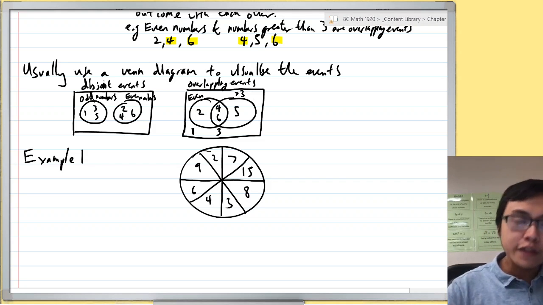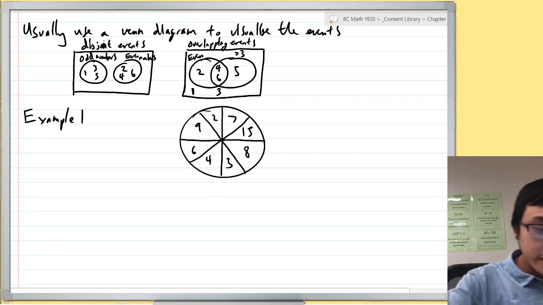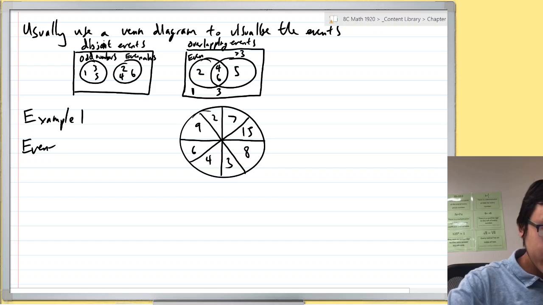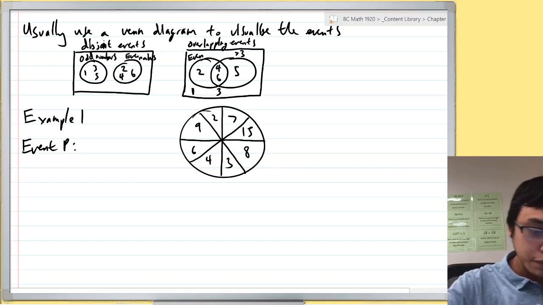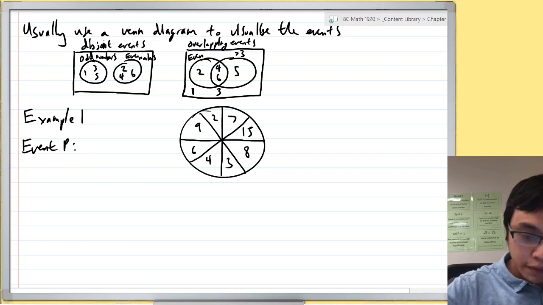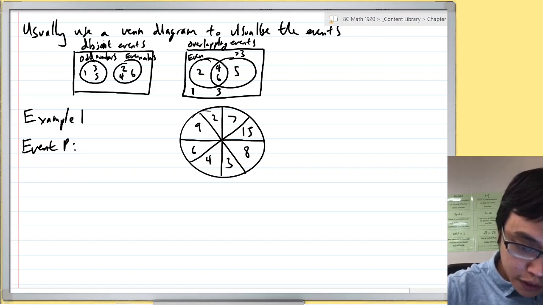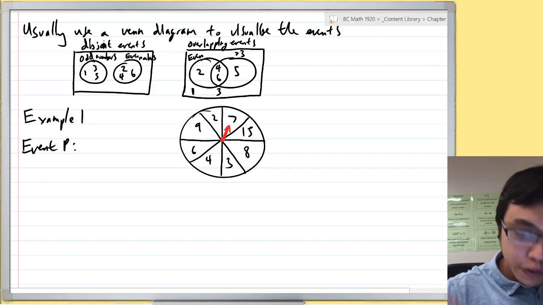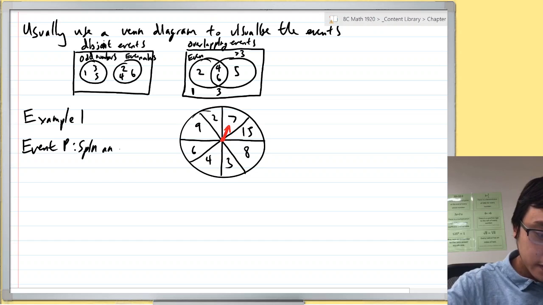And so with this spinner, let's look at 2 events over here. Event P will be spinning an odd number. So to spin an odd number, oh, I forgot my arrow. So let's just say I have an arrow. Right now, it's at the number 7, but we can spin it, right? We can spin it. So event P will be spin an odd number.